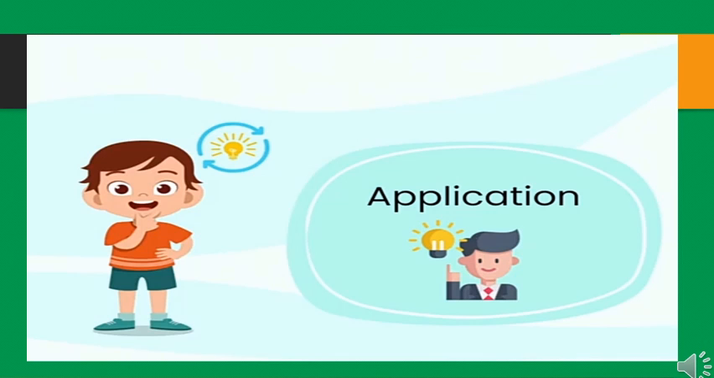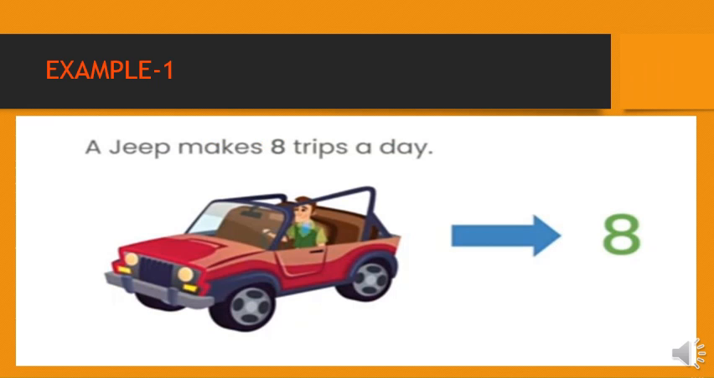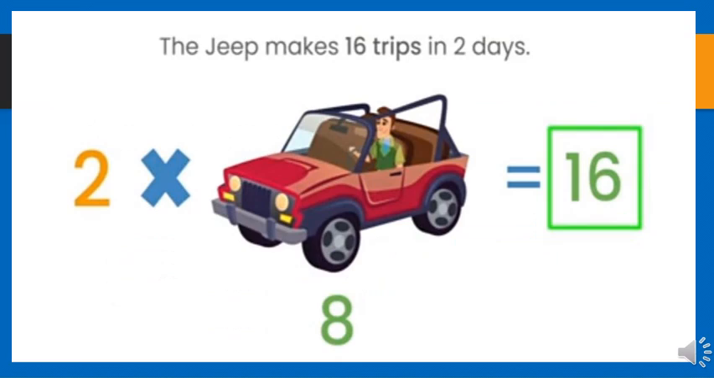Now let's see the application of multiplications. In our daily life there are so many applications. So now we will discuss the application of multiplications. Let's take example 1. A jeep makes 8 trips a day. The question is how many trips it makes in 2 days. Here 8 should be repeated 2 times. 2 times 8 is 16. So in 2 days the jeep makes 16 trips.